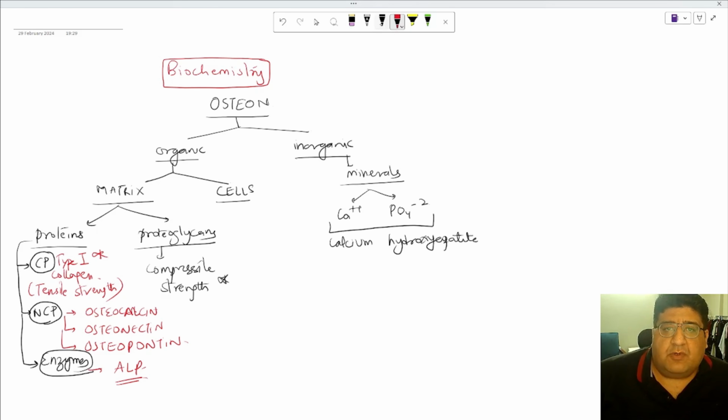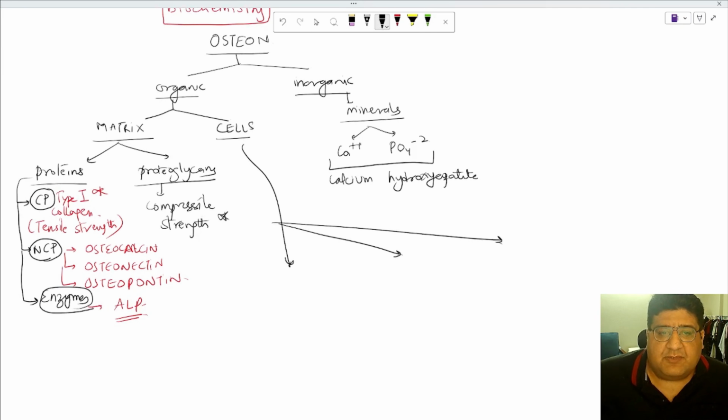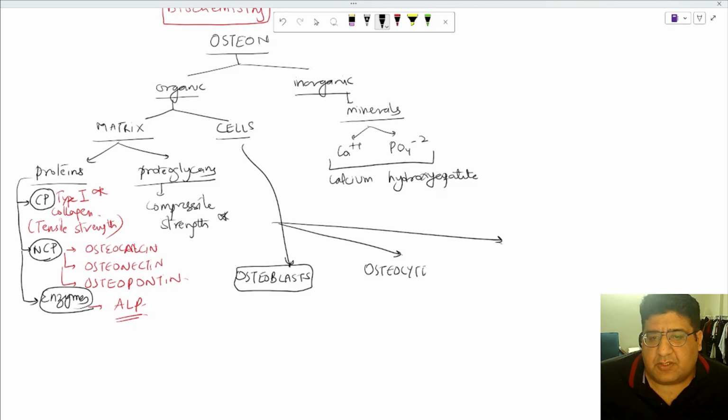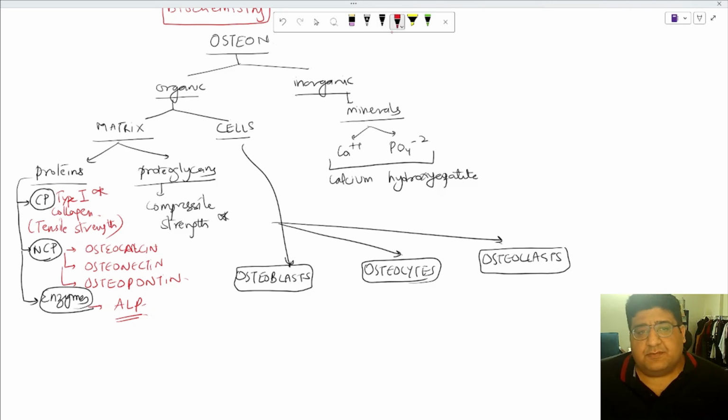Now, when we talk about cells, guys, it is very simple: we are dealing with three different types of cells here. The first cell that we need to know is the osteoblast. The second is the osteocyte. The third category of cell that we all need to know is the osteoclast. First of all, let's talk about osteoblast. I have a very simple question for all of you. What does osteoblast do? It leads to formation of the bone.